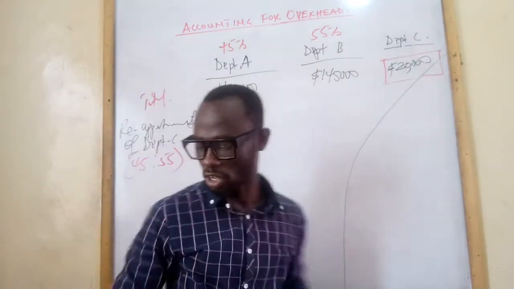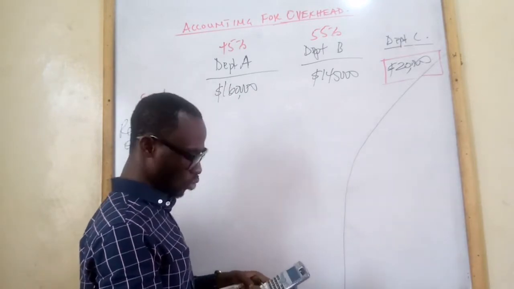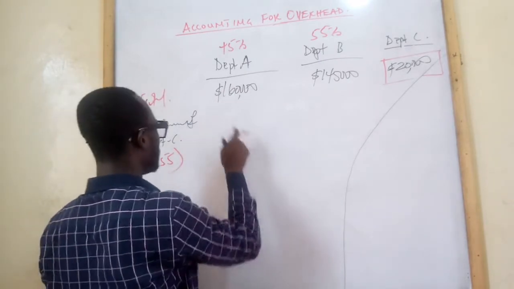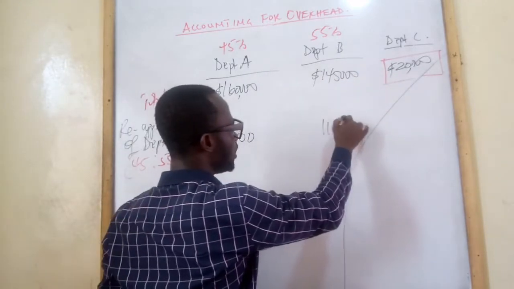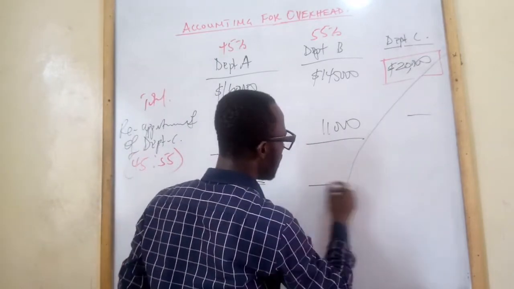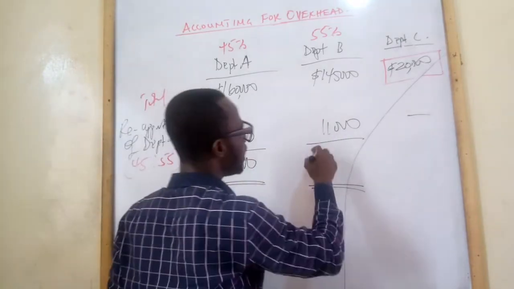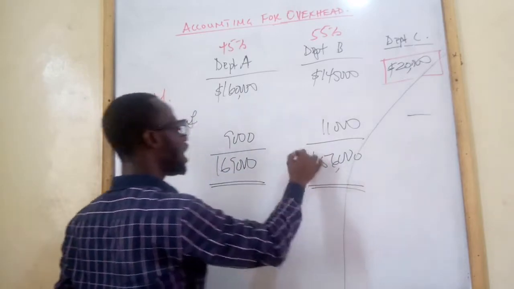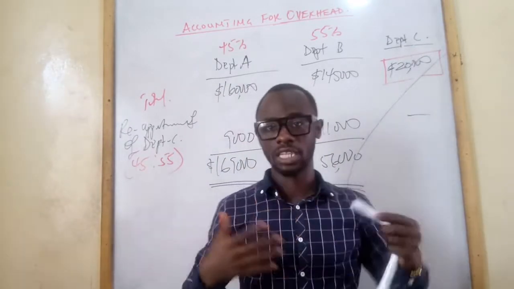So 45% of 20,000, let me grab my Casio, 0.45 by 20, that should be 9,000. So Department A is going to have 9,000, then Department B is going to have 11,000. There is a dash here. So now the total cost incurred by each department is going to be 169,000 here and then 156,000 here. So that is what you have to understand when it comes to reapportionment of service department cost.